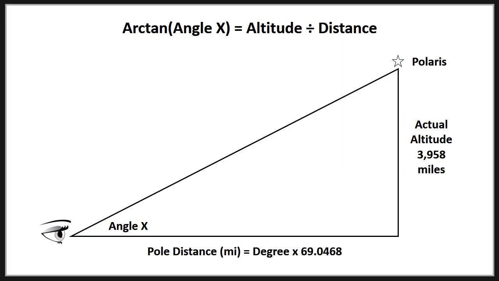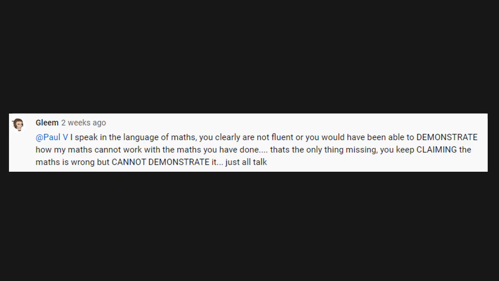Now, if Gleem had done this correctly, he would have used this formula to calculate the apparent angle of Polaris above the horizon using the actual altitude of 3,958 miles for each latitude. Of course, Gleem replies, "I speak in the language of math. You clearly are not fluent, or you would have been able to demonstrate how my math cannot work with the math you have done. That's the only thing missing. You keep claiming the math is wrong, but cannot demonstrate it.